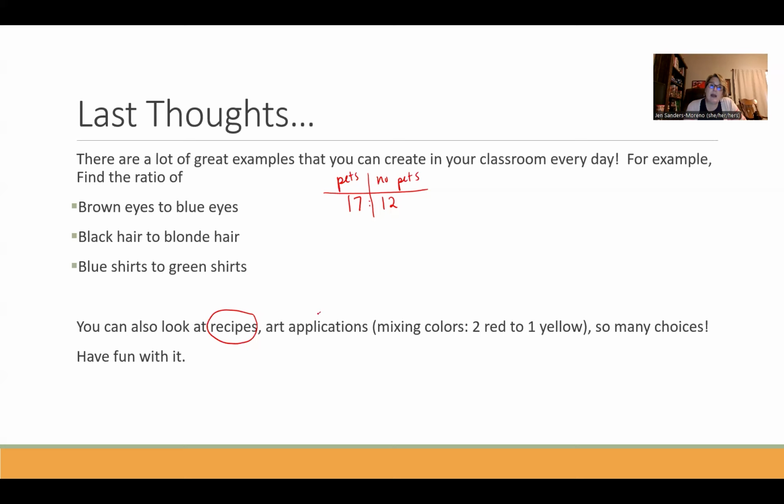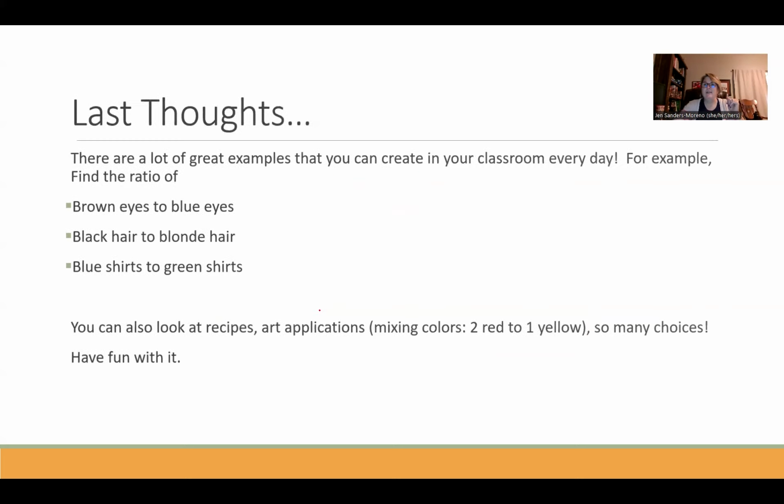You can also do cool art applications, mixing colors, primary colors. So when you mix red and yellow, we know we get orange, but what happens if we do 2 red to every 1 yellow versus 2 yellow to every 1 red? So different shades of orange, or you could even do different shades of purple or green, whatever you want to do. But yeah, you could definitely do some art applications. There's so much out there. Have fun with it. Challenge yourself to have fun with it and get your students excited.